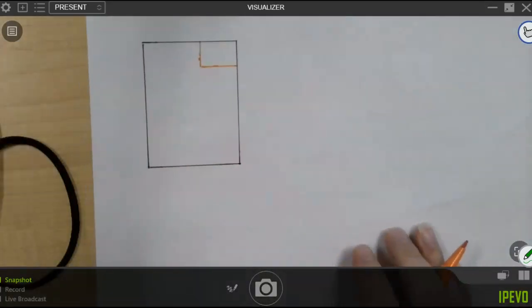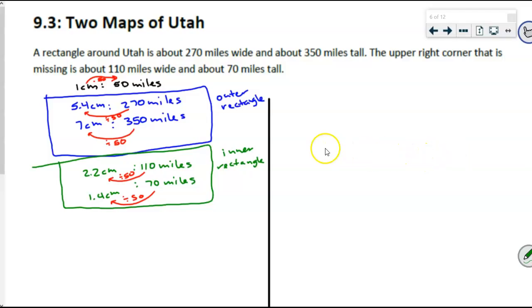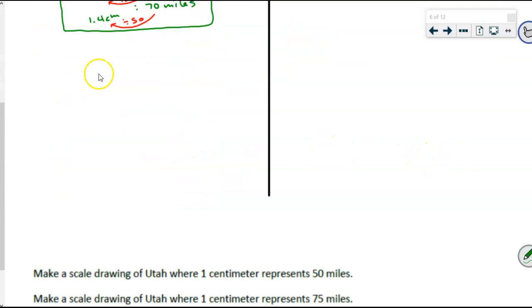All right, and there is my Utah. How did you guys do? Good? Then you're ready for the next part. Let me minimize this, go back to this now. So we have done one, and I'm going to paste that onto here for our class notes later.